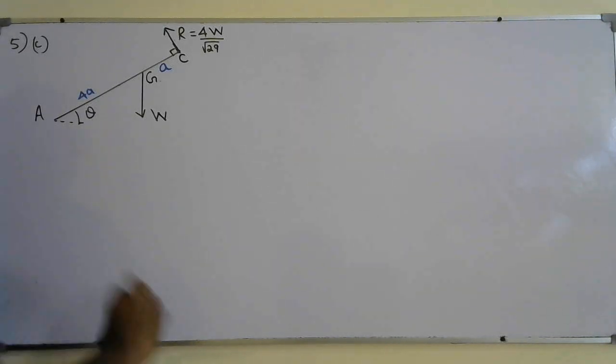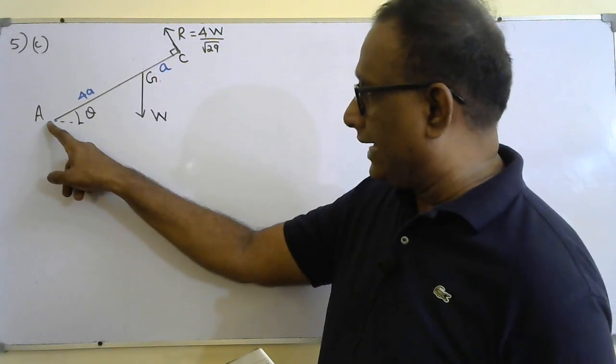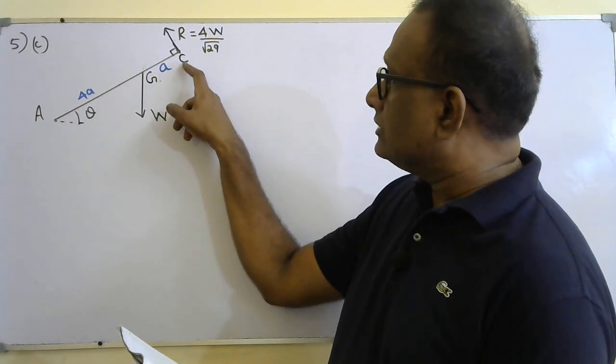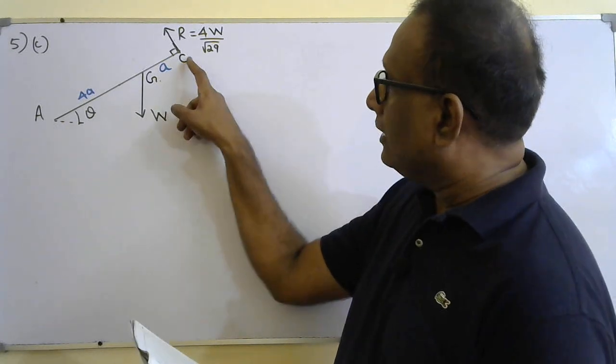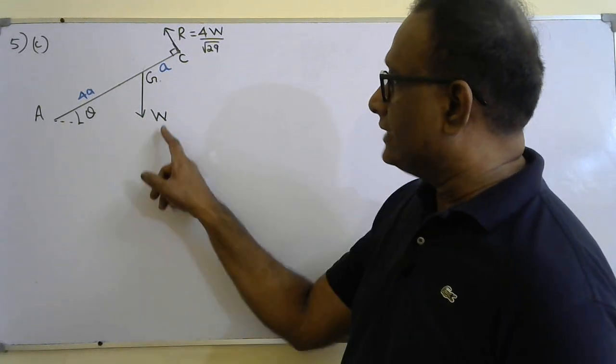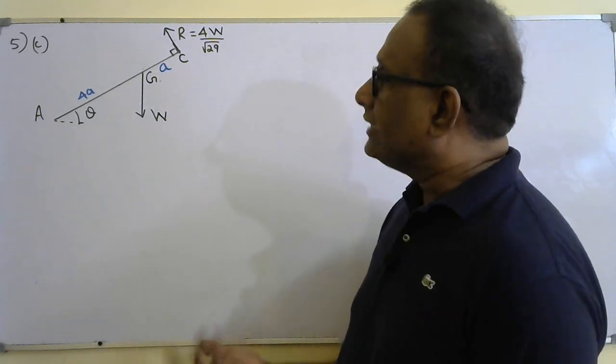Okay, I showed only the forces acting on it. The weight will act at a distance 4a from A. The contact point with the hemisphere, C, is at a distance 5a from A. The normal direction we found in part B. The weight is acting vertically down. The angle with the horizontal is theta.